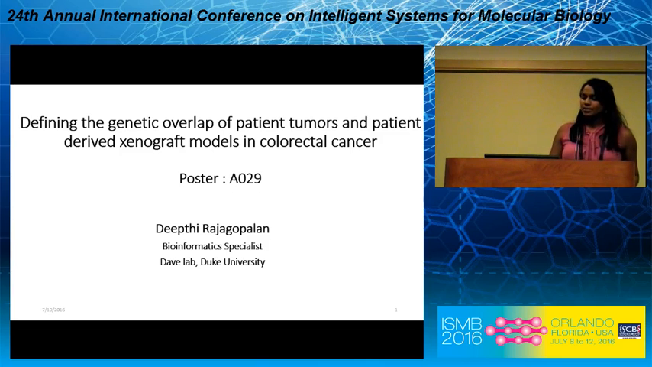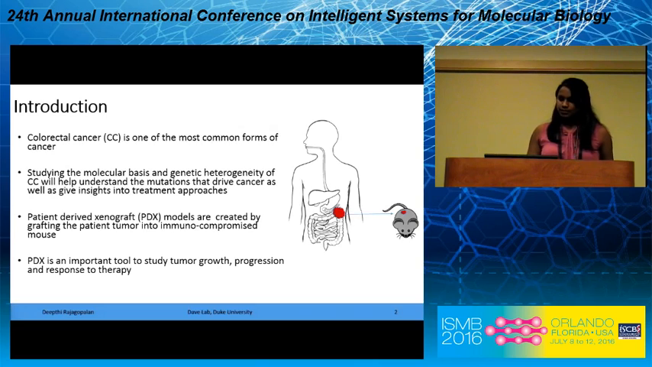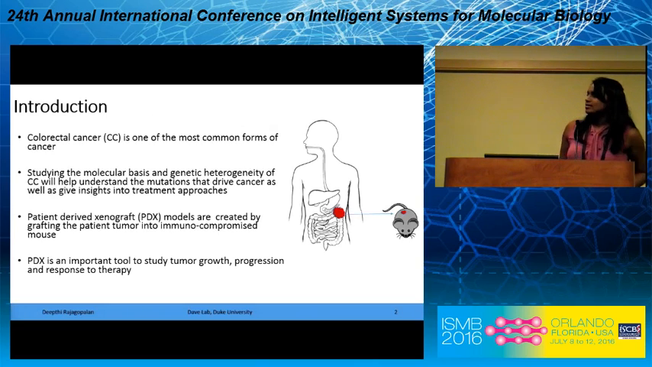Today, I'm going to talk about defining the genetic overlap of patient tumors and patient-derived xenograft models in colorectal cancer. So colorectal cancer is one of the most common forms of cancer. Studying the molecular basis and genetic heterogeneity of this cancer will help us understand the mutations that drive this cancer, as well as give us insights into treatment approaches.